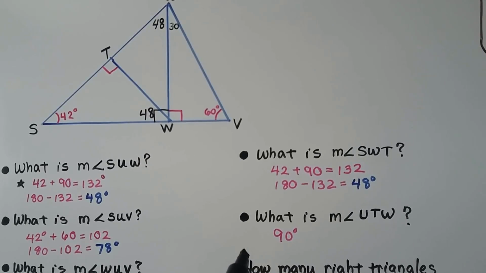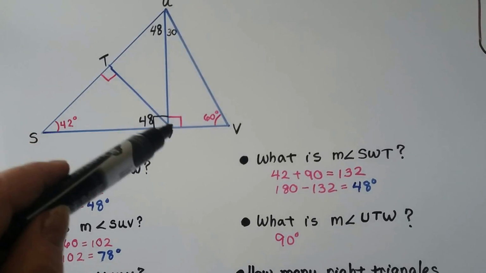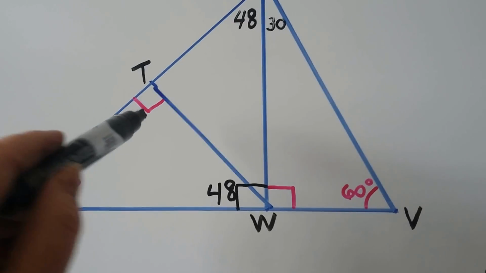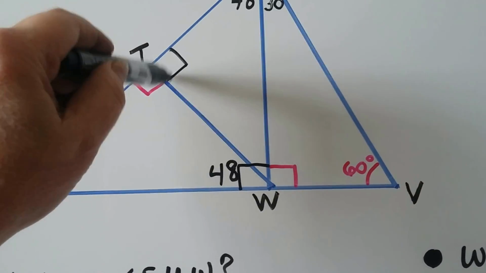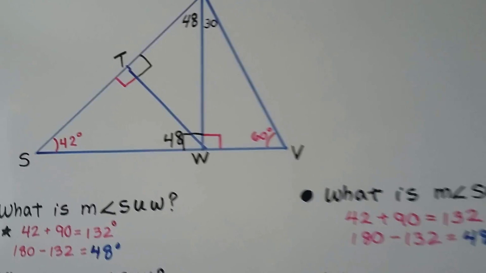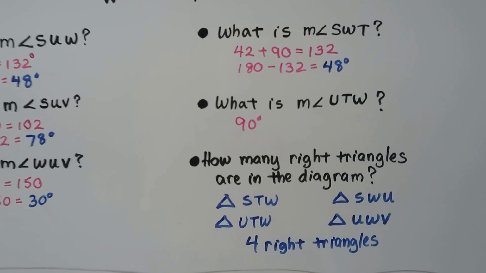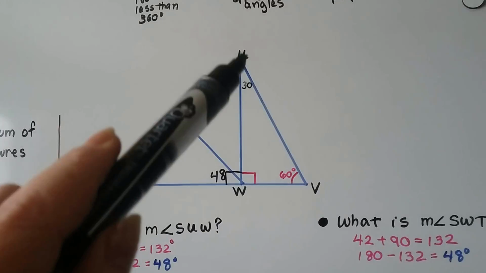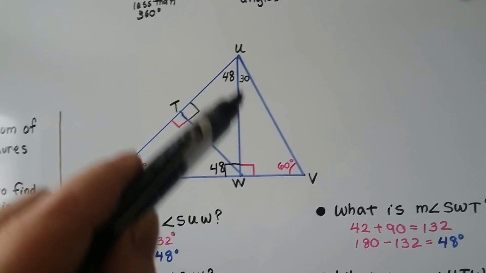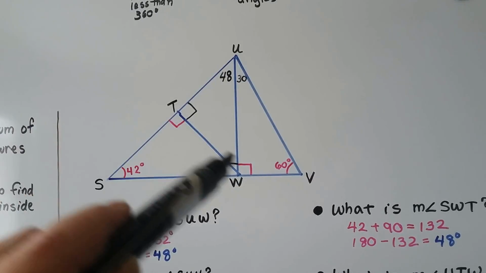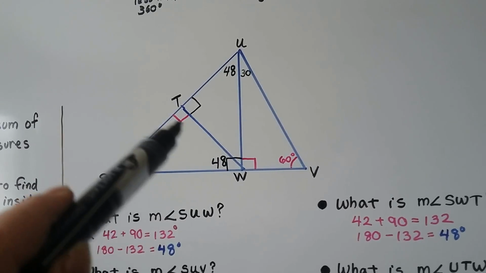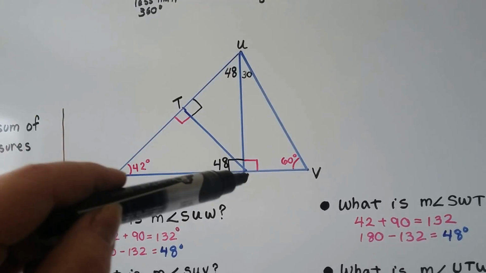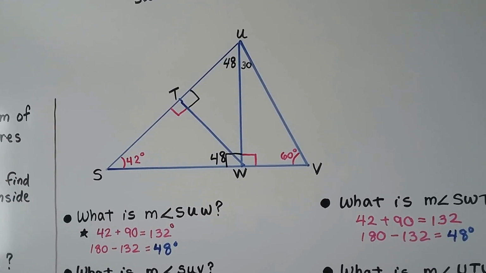What is the measure of angle UTW? UTW. So it wants to know the measure of this one right here. Well, if that's a 90-degree angle and that's a straight line, then that's a 90-degree angle. It has to be. See? Now it's asking how many right triangles are in the diagram. Well, there's actually 4, because we've got this one here, right? That's a right triangle. We've got this one here. That's a right triangle. We've got this one here. That's got a right angle in it. And if you ignore this line T, we've got this big one that is a right triangle. See? So there's 4 of them.